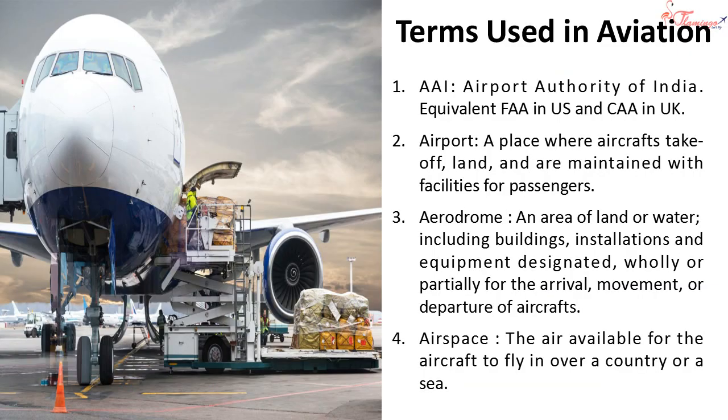AAI, Airport Authority of India. Equivalent to FAA in the US and CAA in the UK. Airport: a place where aircraft take off, land, and are maintained, with facilities for passengers. Aerodrome: an area of land or water, including buildings, installations and equipment, designated wholly or partially for the arrival, movement, or departure of aircraft. Airspace: the air available for the aircraft to fly in over a country or a sea.